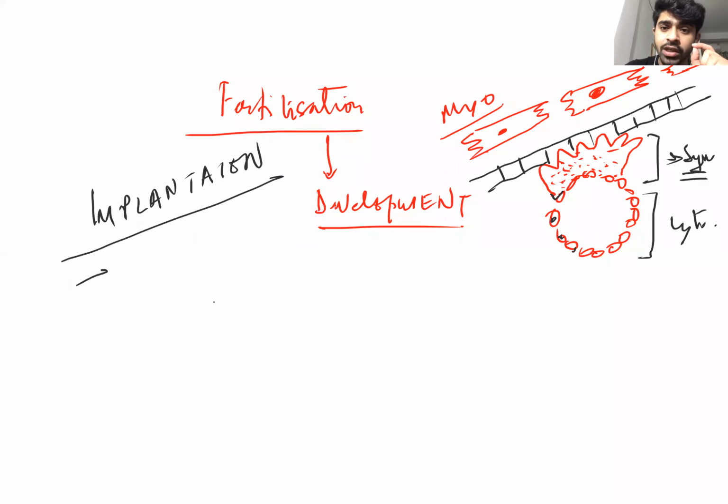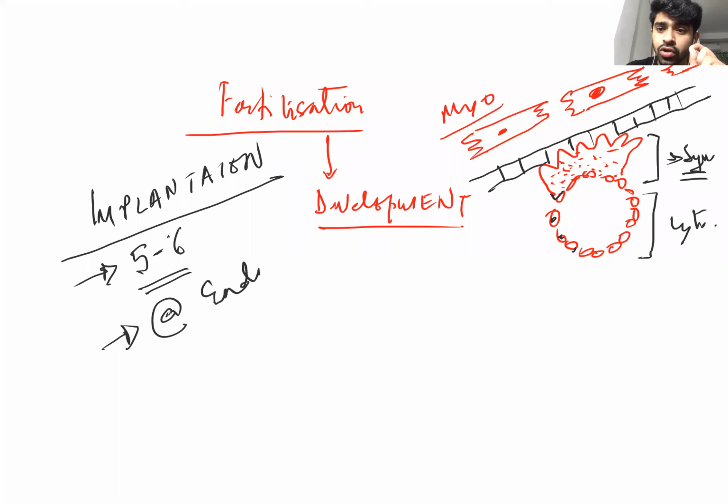Number 1, on which day does this procedure start? The answer is the 5th. For some ladies, it starts on the 6th. So on day 5 to day 6, the implantation procedure starts. Second MCQ: the implantation occurs at what site? The site is not myo, only endo. Not myometrium, only endometrium. This is another important MCQ point.